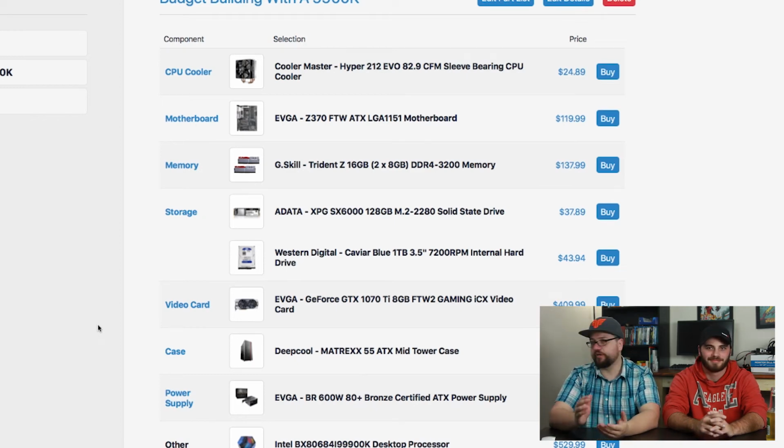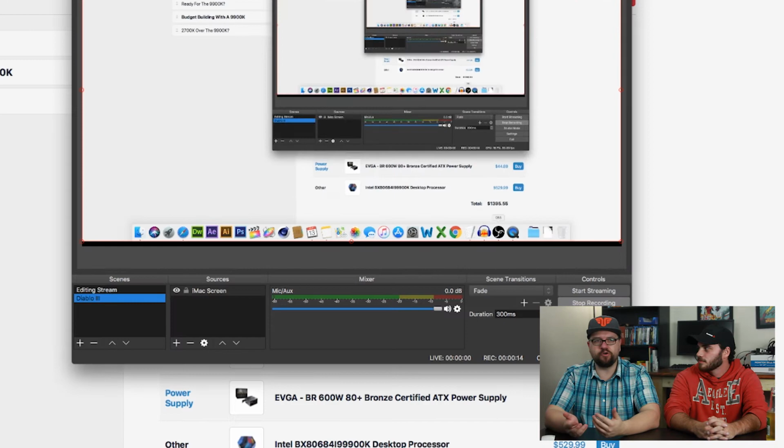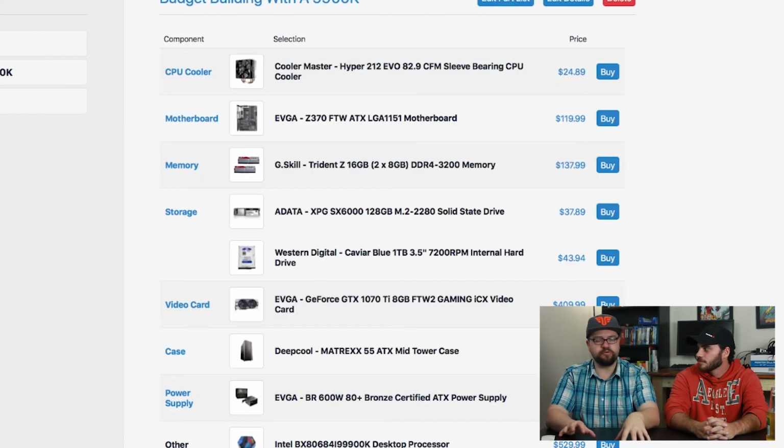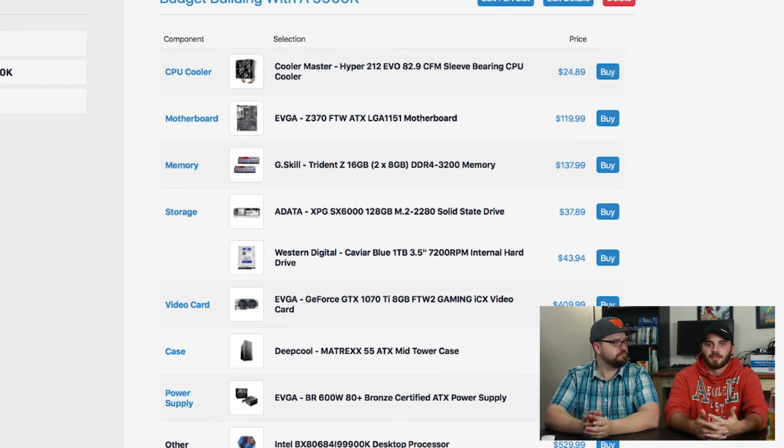To finish things off, we're going to go with an EVGA bronze-rated 600-watt power supply. With the card that we have and the processor that we have, even overclocking the 9900K, you're still going to be in that 400 to 450 watts, and that's stress-testing both the GPU and the CPU at the same time. A 600-watt power supply that's rated 80 Plus Bronze is going to provide you more than enough power over that period of time. I totally agree. If you wanted to future-proof it a little bit, you could go with something a little bit bigger, but at the same time, this is a budget build for the 9900K.